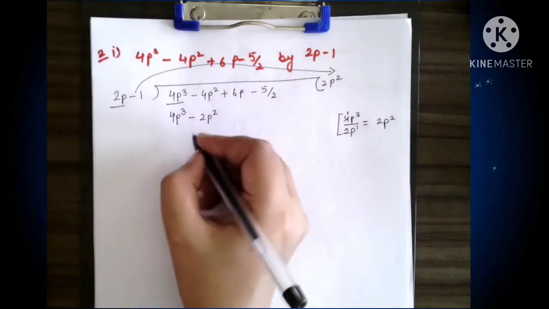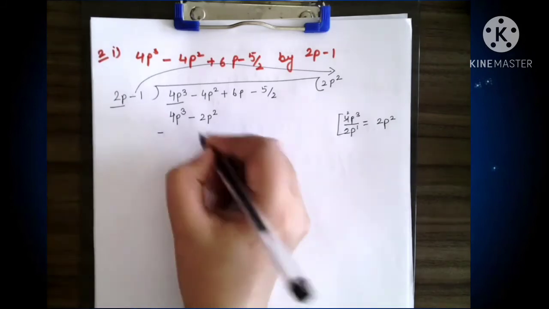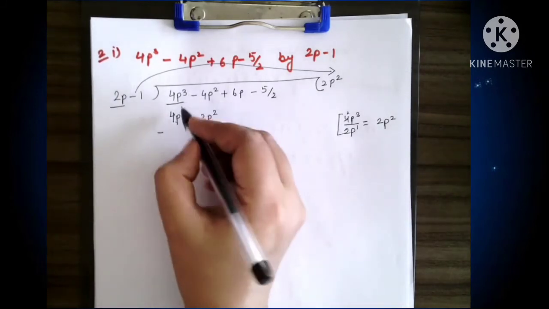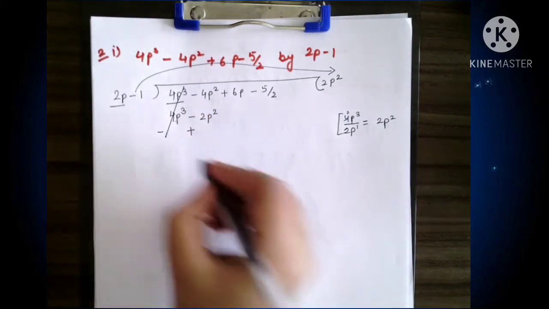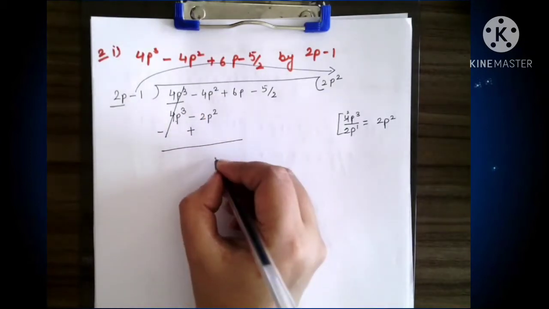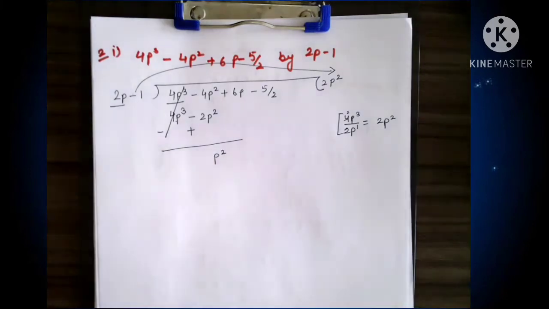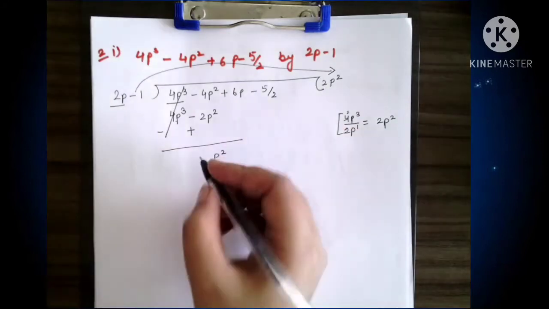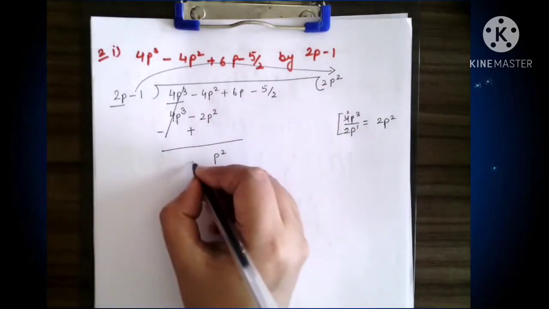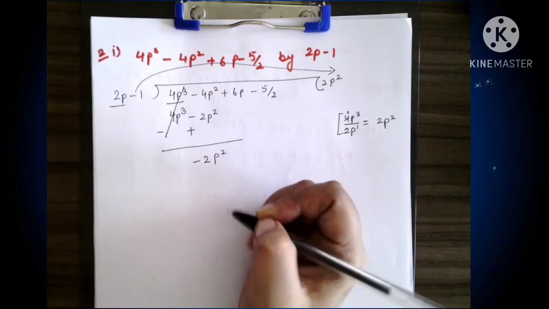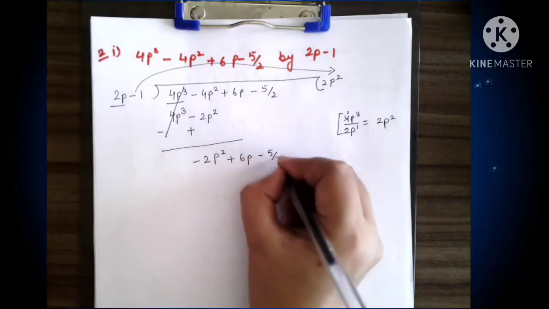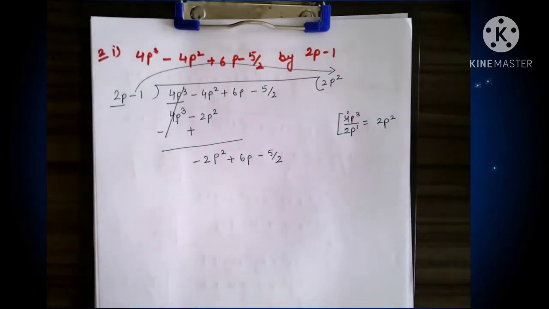Now change the sign. As it is plus it becomes minus, minus becomes plus. Both are the same term with opposite sign, cancel. Now solving these two, p square is going to come. -4p plus 2p, -4 plus 2, that is your -2p square. Bring down 6p and -5 by 2. This is our new dividend.